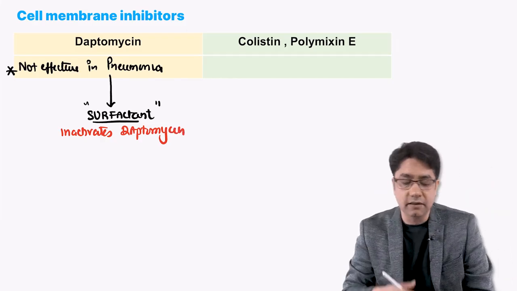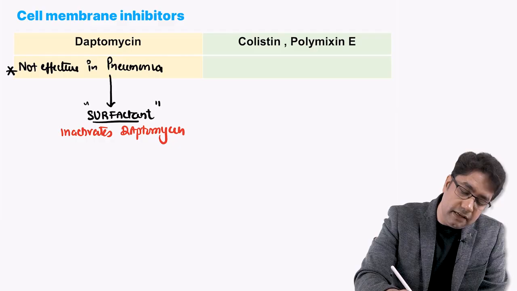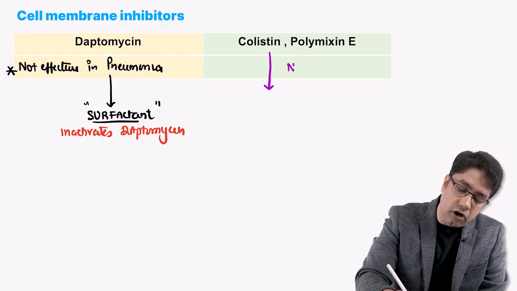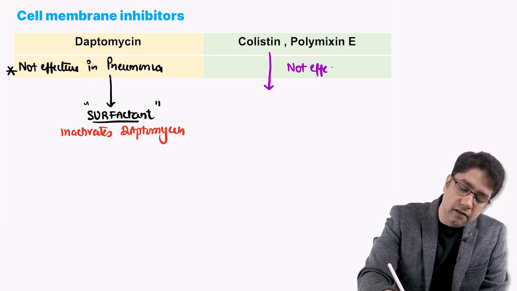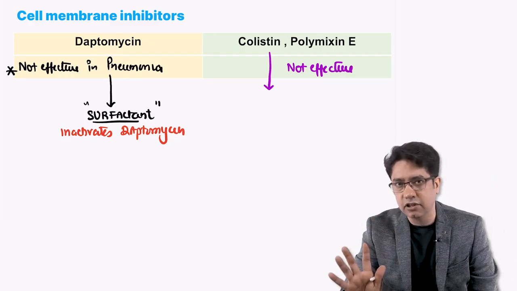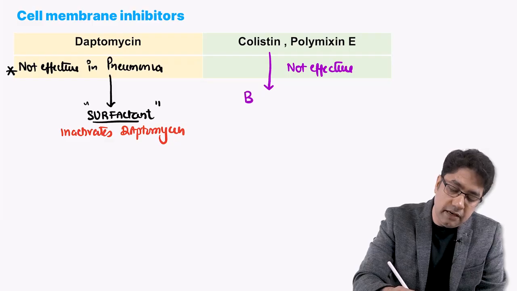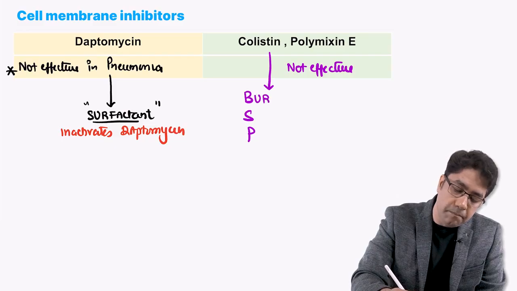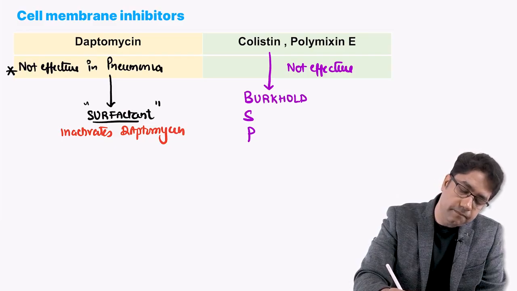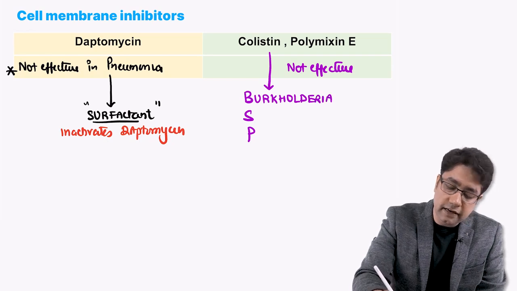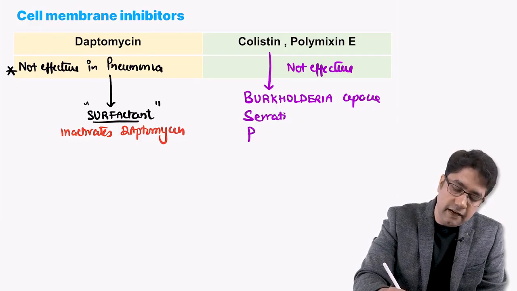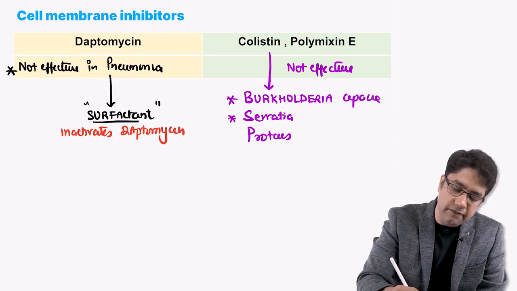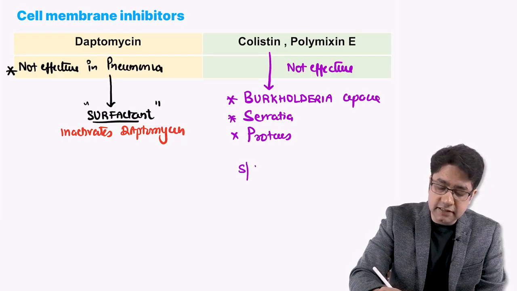What about colistin? Colistin or polymyxin E is not effective in 3 gram negative infections. We have to remember BSP. It is not effective in BSP. B for Burkholderia, like Burkholderia cepacia, not effective. Serratia and Proteus infection, colistin is not effective.